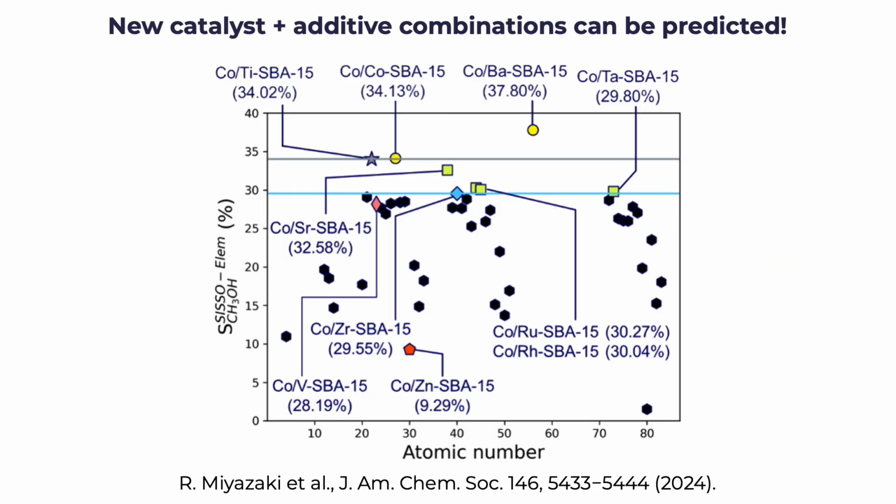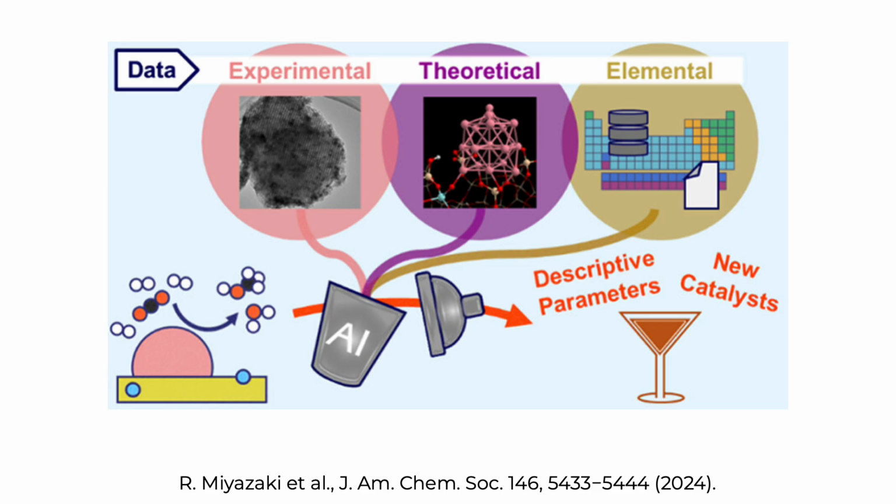This led them to synthesize and test cobalt catalysts with new additives, vanadium and zinc, with the vanadium catalyst indeed showing excellent methanol selectivity. This research illustrates the power of combining experimental work, computational modeling, and artificial intelligence to understand and design better catalysts. Not only can we identify which materials work best, but also why they work, which in turn provides design principles for future catalysts.